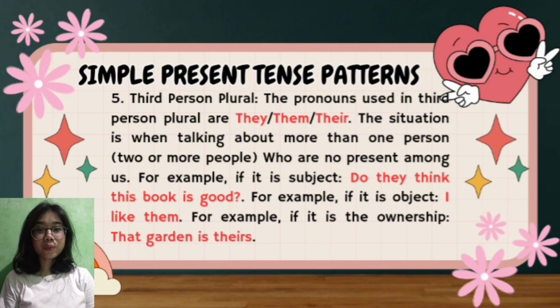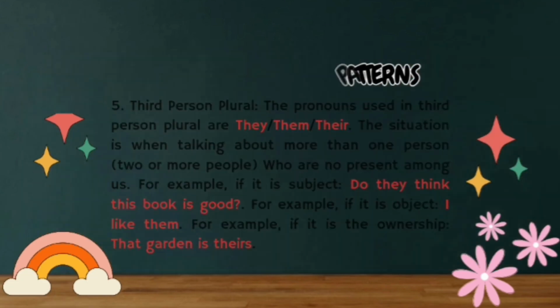5. Third person plural. The pronouns used in third person plural are they, them, or their. The situation is when talking about more than one person, two or more people who are not present among us. For example, as subject: Do they think this book is good? As object: I like them. As ownership: That garden is theirs.